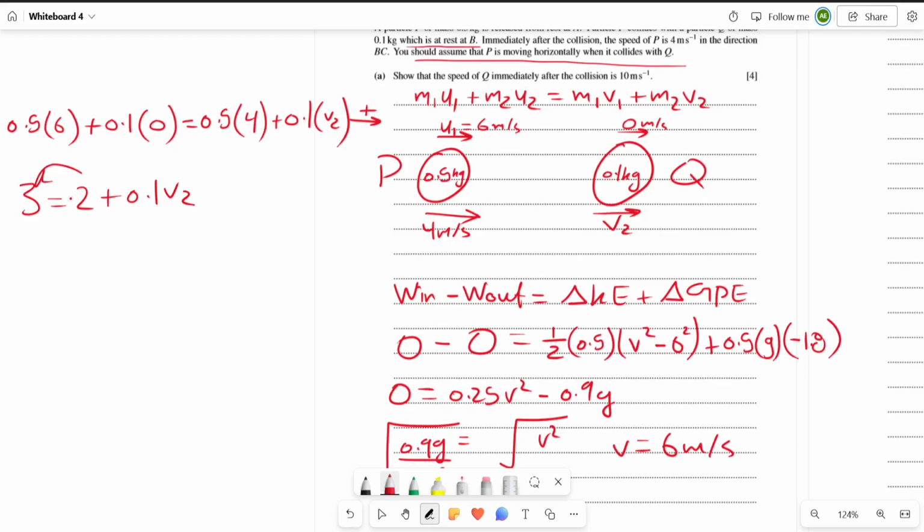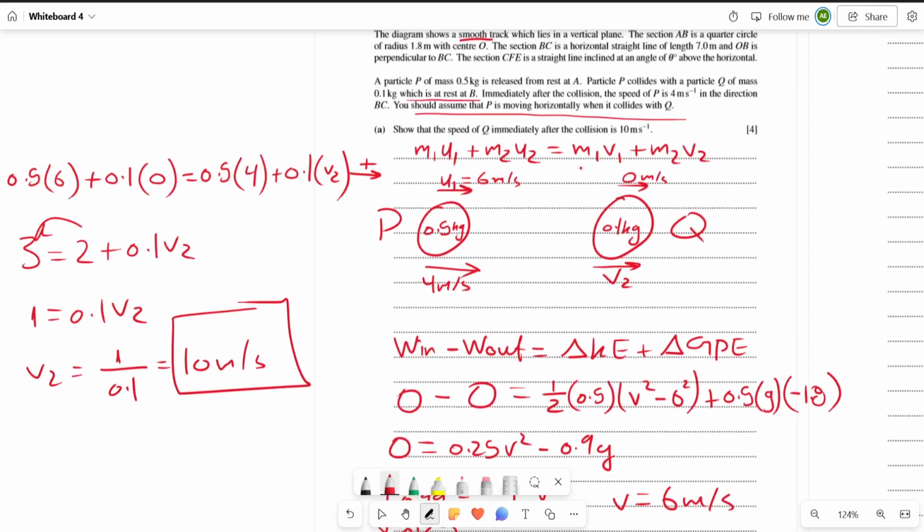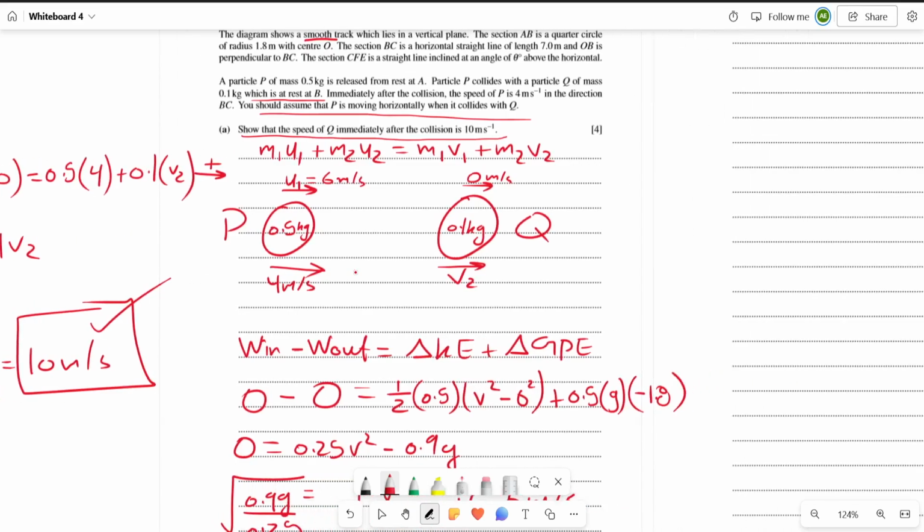So put the 2 over there. 3 minus 2 is 1. 1 equals 0.1 v2. So v2 is going to equal 1 over 0.1, which is going to give me 10 meters per second. And this is what I was supposed to show in this equation, that Q immediately after the collision, the speed of Q, which is v2, is 10, and we calculated it as 10, so that is correct.